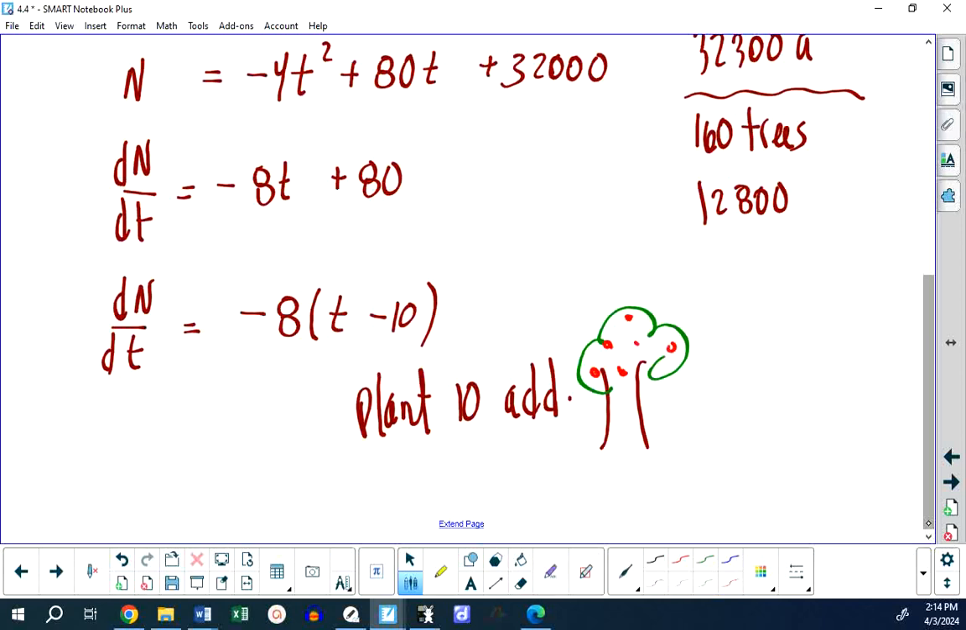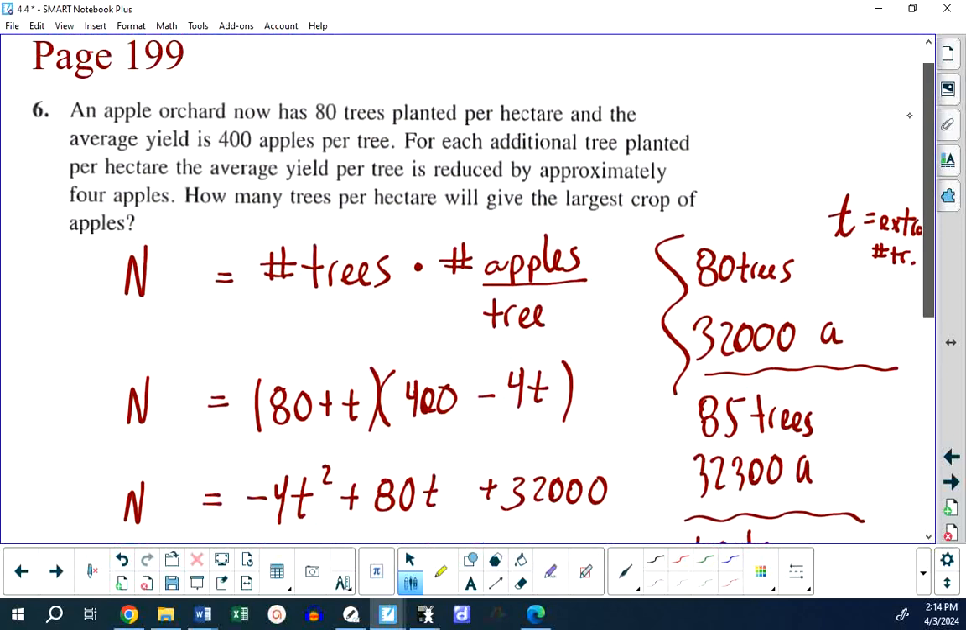Right? So, and again, if the question just says how many trees should be planted, well, I think this is not ambiguous. How many trees per acre, per hectare will give the largest crop? 90. If it just said how many trees should be planted, it's maybe like, what do you mean, extra trees planted? Because we already have 80 planted. But I would never try to steer you wrong that way. I'd never try to trick you by using weird language.